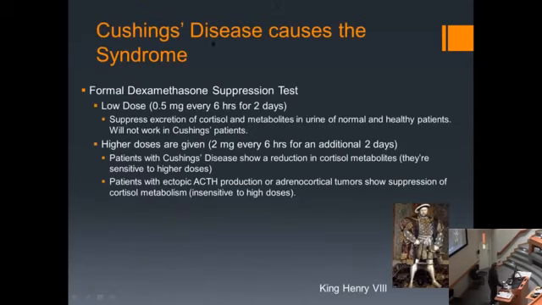Okay, so how do we diagnose it? Well, we look at the dexamethasone suppression test. And so there's basically two ways you can do this. One is a low dose test, which is described here. One is a higher dose test, which is described here.